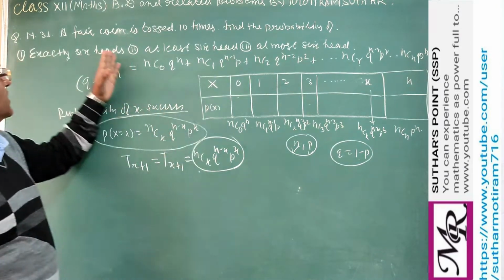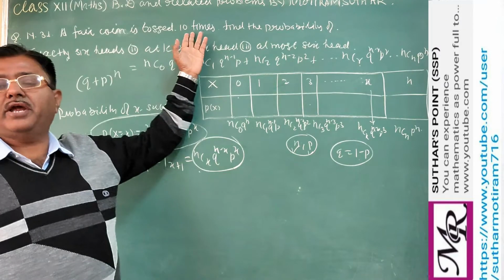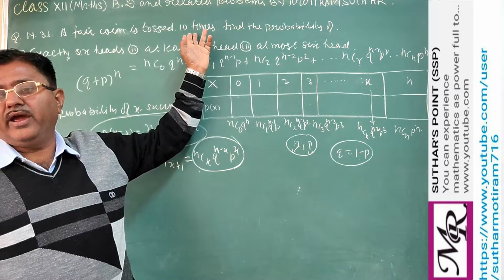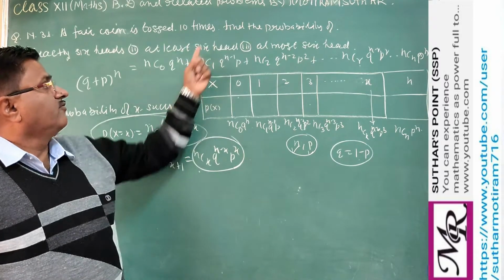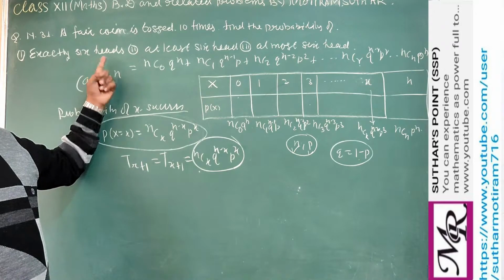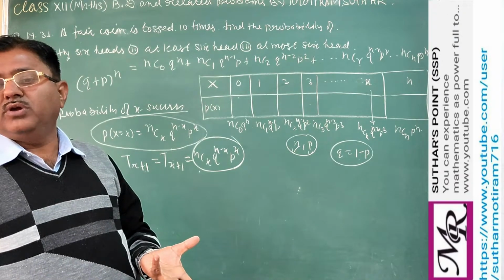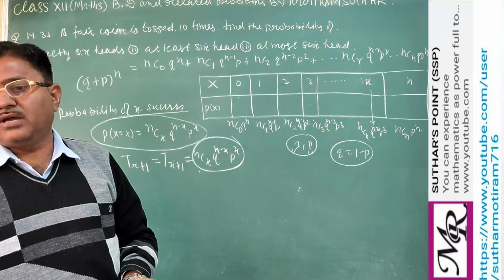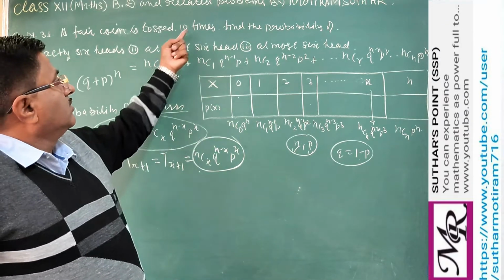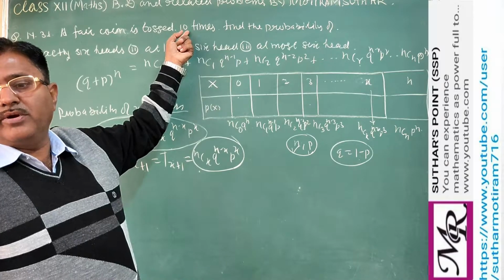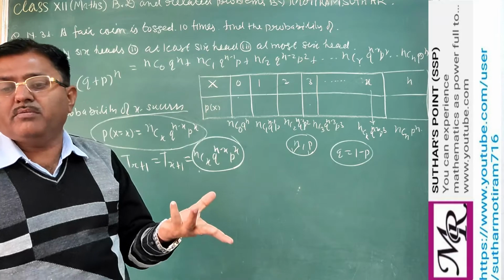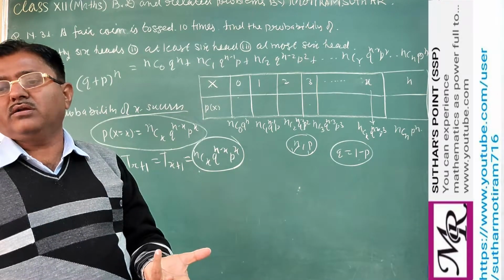So see here an example is given: if a coin is tossed 10 times, so number of trials n equal to 10. Find the probability of exactly 6 heads. Exactly 6 heads means we have success how many times? 6 times. So x equal to 6, n equal to 10, and when you are throwing a coin, what is the probability of getting a head? That is 1 by 2.